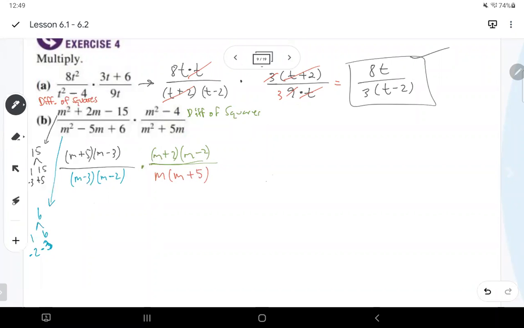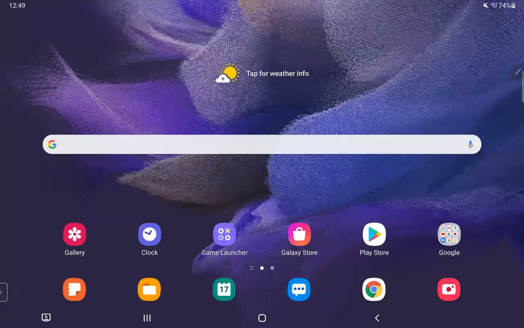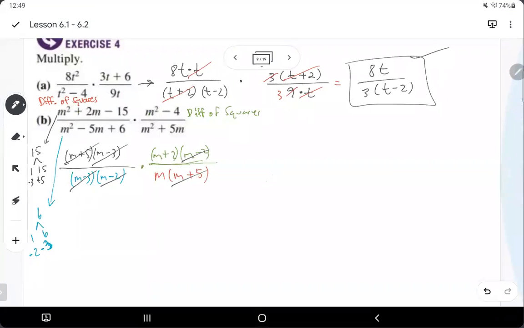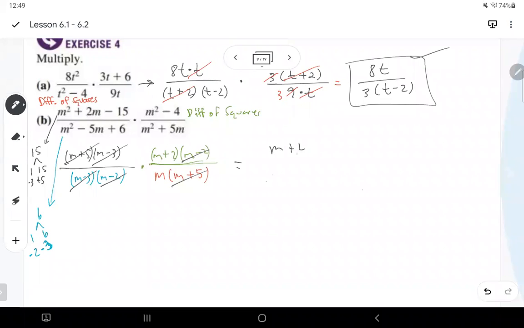Okay, and now we can start canceling some stuff out. So the m minus 2's cancel, the m plus 5's cancel, the m minus 3's cancel, and we're left with, oh, sorry guys, decided to go away on me. We're going to be left with m plus 2 over m. And that's it.